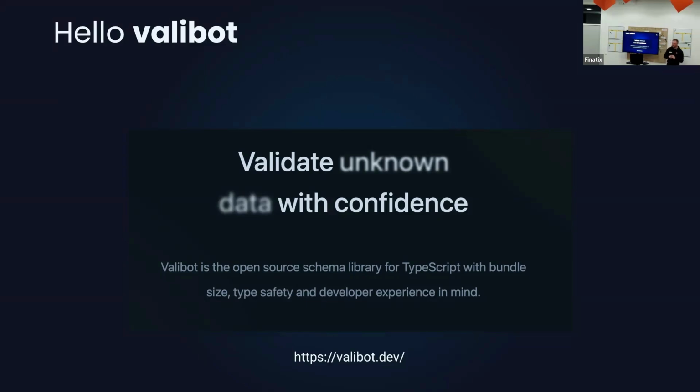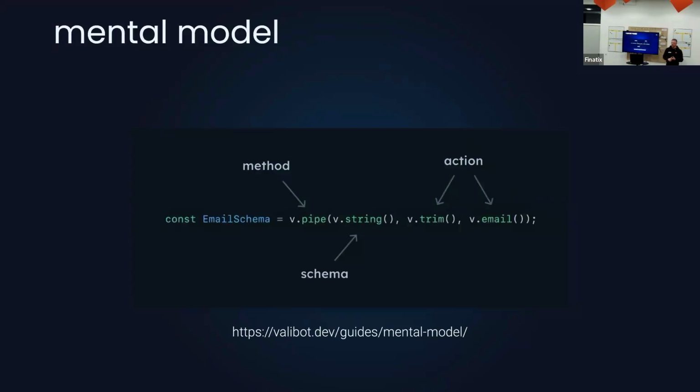Valibot is written by Fabian Hiller. He is currently living in New York, I guess. And he, I think, did a really great job. So this library started from a bachelor thesis, and now it's becoming more and more popular in the developer community.